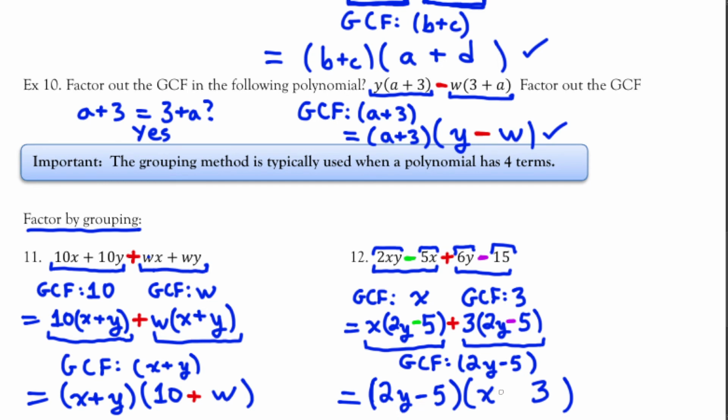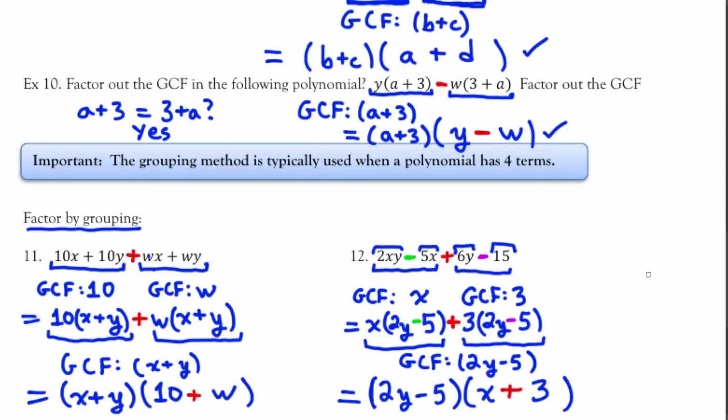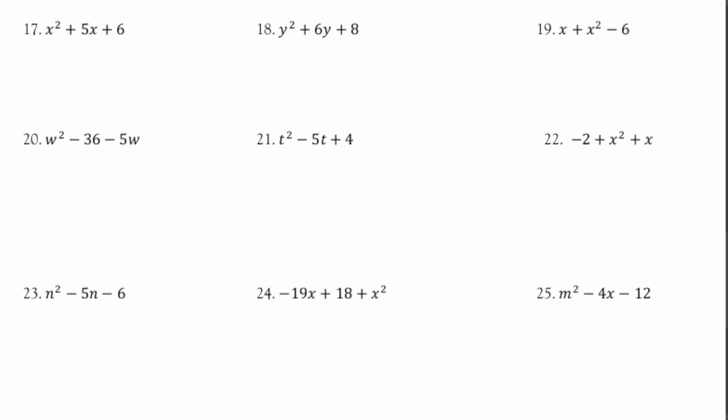If you're ever stuck and you go, wait, oh no, what was supposed to go here? Well, it's something from the previous step that you didn't use, namely here it's this plus. This is it. This whole polynomial factors by grouping into 2y minus 5 times x plus 3. Let's look at the next page.